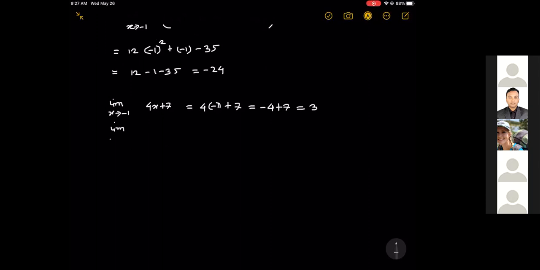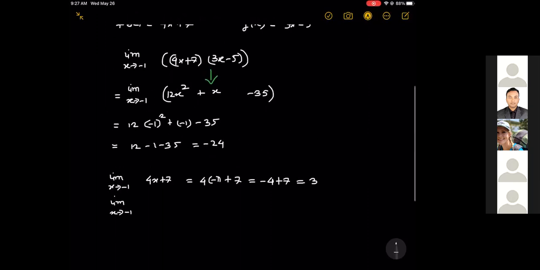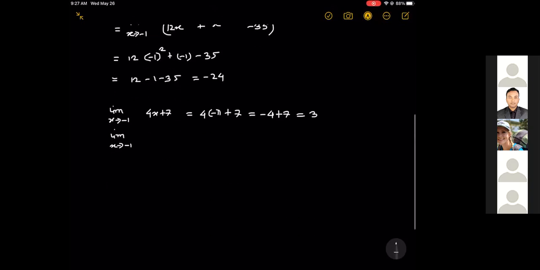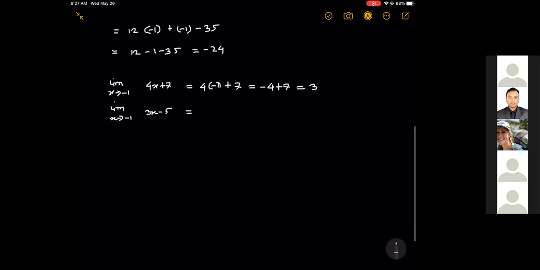Similarly, we can do it for the second function, which is 3x minus 5. And again, for the same reason, we can plug it in here, and it gives us -3 minus 5, which is -8.